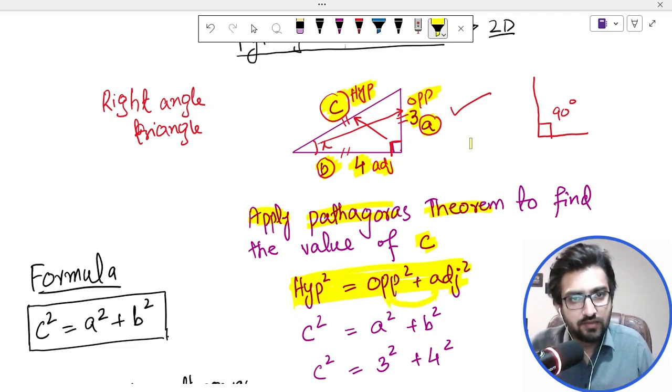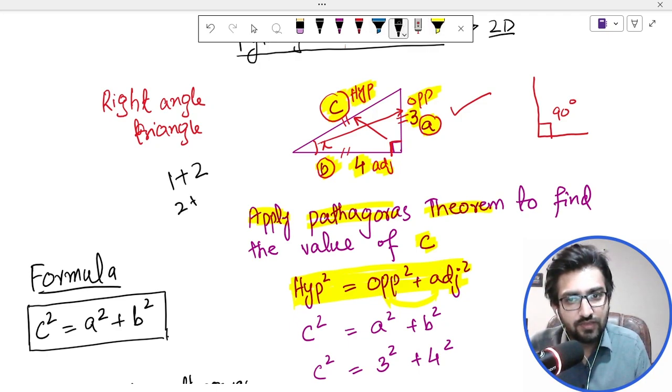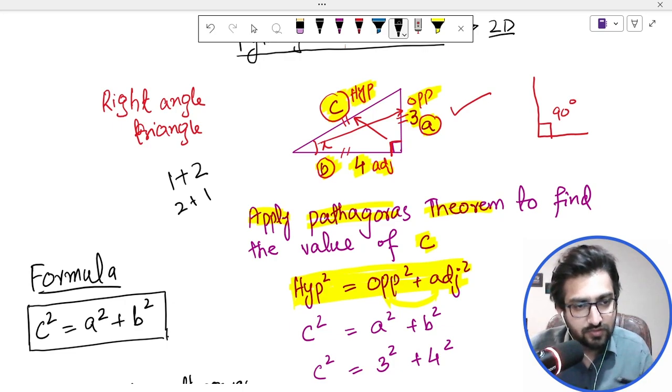You can write 1 plus 2, which is 3, and 2 plus 1 is also 3, so both are the same thing. In the same way, you can write opposite square plus adjacent square. You can write adjacent first and opposite second, it does not matter. So this is the standard formula of Pythagoras theorem.